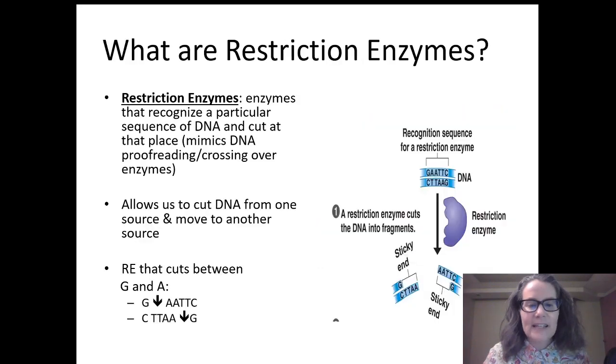I want to begin by talking about something called restriction enzymes. This is a technology and an enzyme that recognizes a specific piece of DNA, so a specific sequence of DNA, and can cut DNA at that specific site. This kind of technology mimics DNA proofreading enzymes that go through and cut out mistakes and replace them with the correct sequences. So restriction enzymes allow us to cut out specific sequences of DNA.